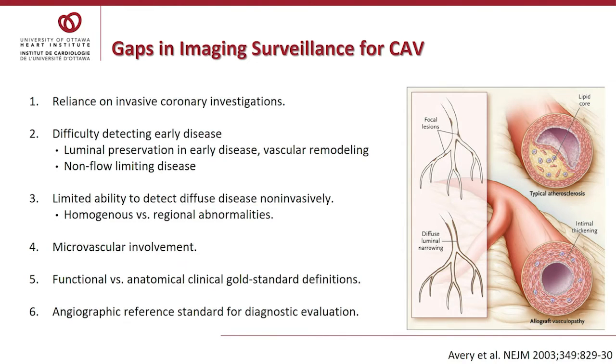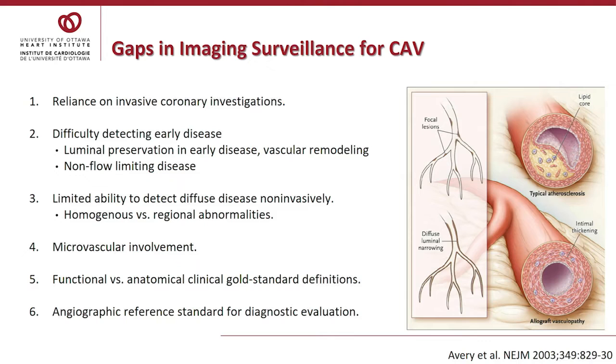So post-transplant surveillance for CAV is critical, not only because I showed you that it was common and a leading cause of mortality, but because these patients often will have disease progression that is clinically silent, and there will be no symptoms until there is advanced disease and we have few treatment tools available. The major gaps in imaging surveillance are summarized here. Firstly, we rely heavily on the use of invasive coronary investigations, and these carry measurable risks and are especially not practical when needed to be performed frequently.